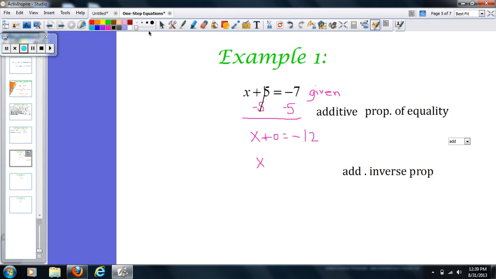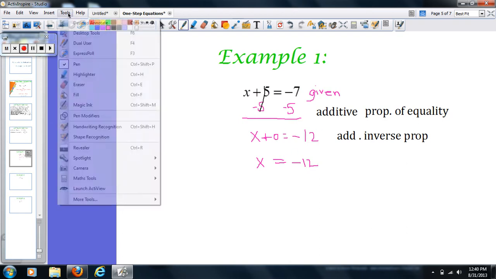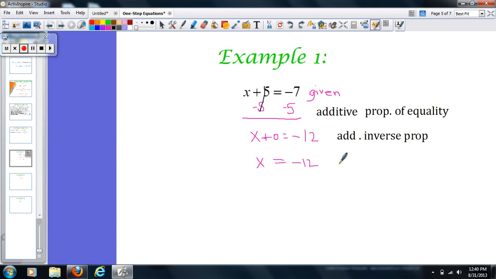Okay, and there's that. So this is our additive inverse property. So when we added the 5 to both sides, that was the additive property of equality. The negative 5 and the positive 5 becoming 0 is our additive inverse property. And then this is x equals negative 12. And to go from x plus 0 equals negative 12 to x equals negative 12, that is actually going to be the additive identity.